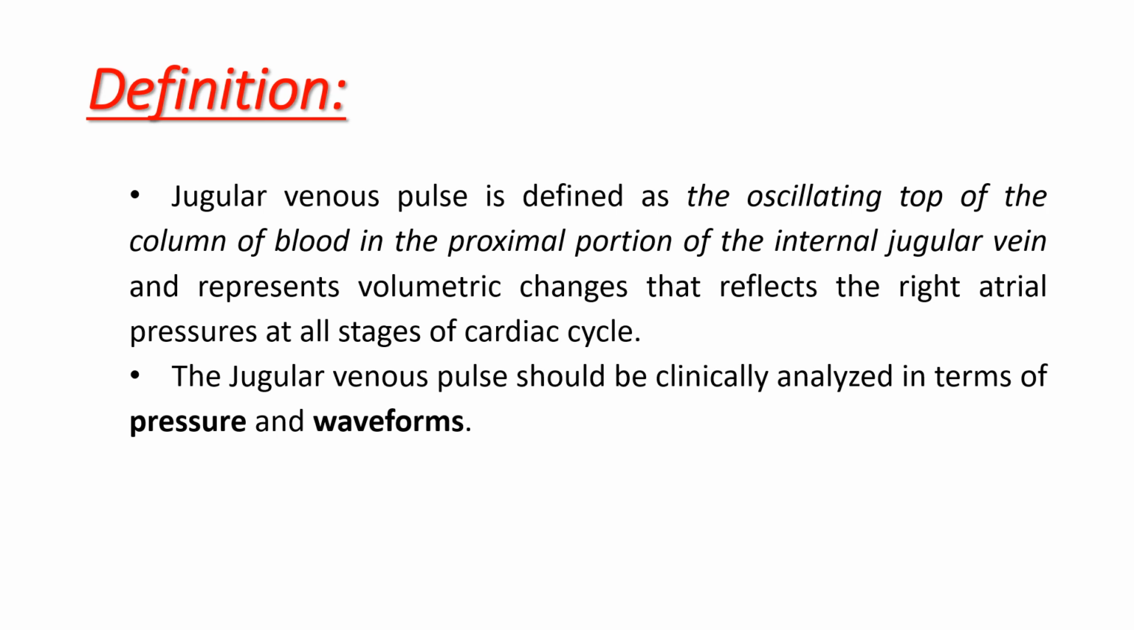Is the pressure low, or is the pressure high? Is there any change, sometimes even valve disease? We can predict the presence of valve disease by checking the neck veins. The jugular venous pulse and pressure are two things: pressure and waveform. So when we want to comment on the JVP itself, we have two things: the jugular venous pressure and the jugular venous waveforms.